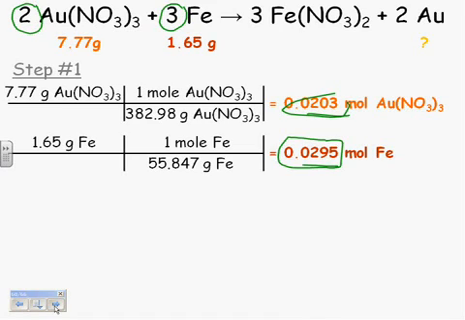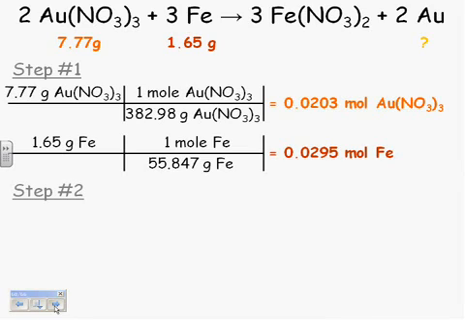Okay? Now, if you don't see it, don't worry about that. I'm going to show you how to fix that. But if you can see it, then you already know that the iron is going to run out before the gold nitrate does. Okay? But let's say you can't. Let's say you don't see that, or it's too complicated of a ratio and you can't easily tell.